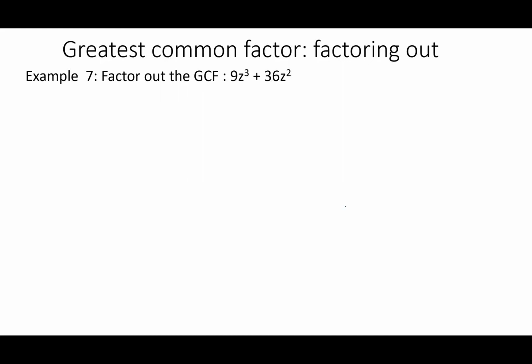Now that we know how to find the GCF, we're going to actually factor it out of expressions. So let's go over here. 9 is 3 times 3. 36 is 6 times 6, which is 2 times 3 twice.